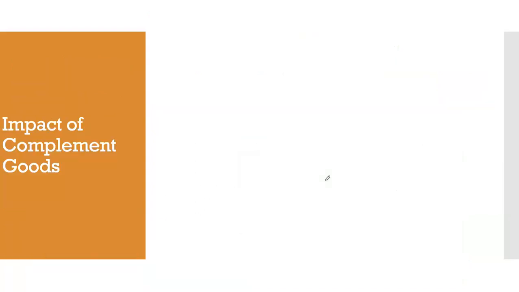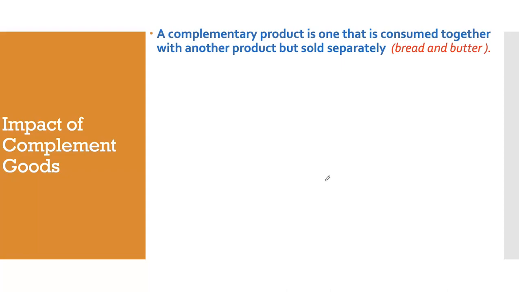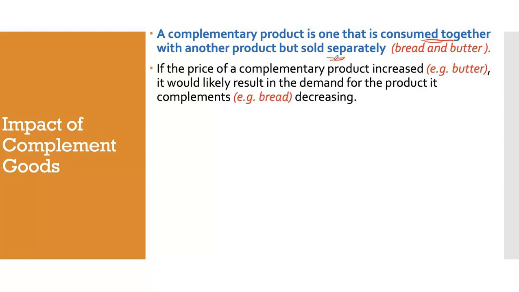Complementary goods are slightly different. A complementary product is not a substitute, where you buy one or the other to meet a need. A complementary product is one that is consumed together. So often the need is met by consuming two of them, but they are sold separately. So an example is bread and butter. You put them together often when you are consuming them.